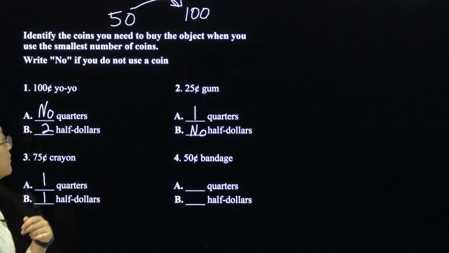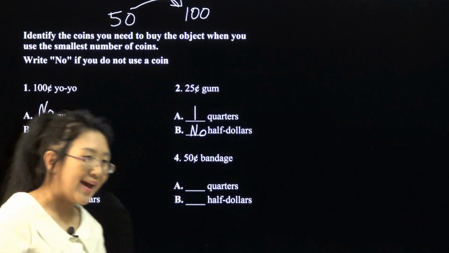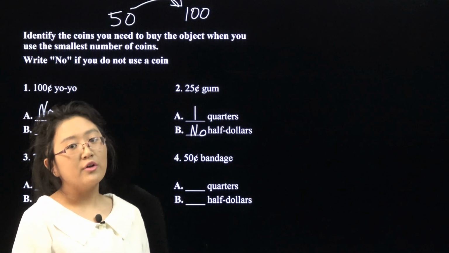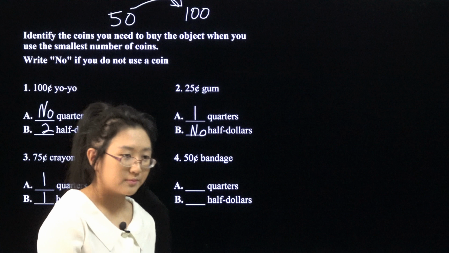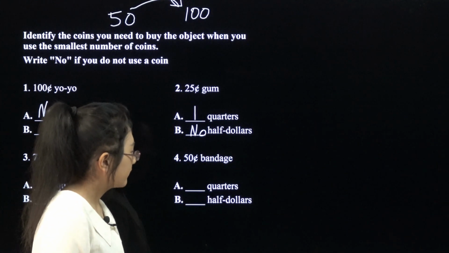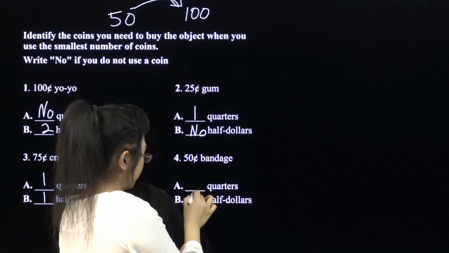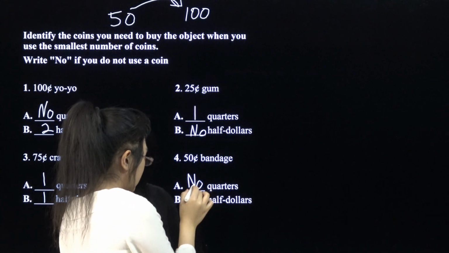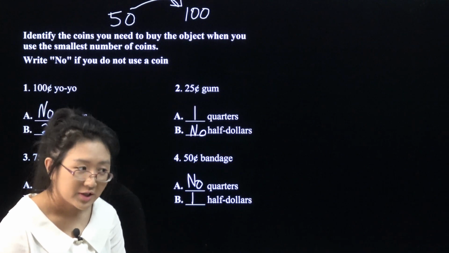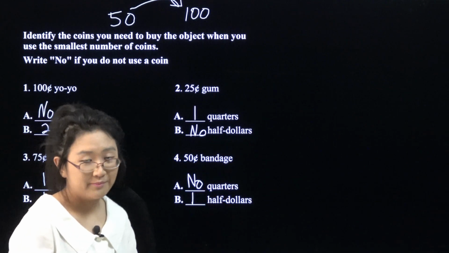So we use 1 quarter and 1 half dollar. For a 50-cent bandage, we can use 2 quarters. But we can also use 1 half dollar. And that is the least amount of coins. So we're going to use 1 half dollar instead and no quarters.